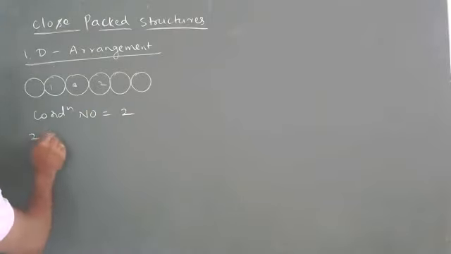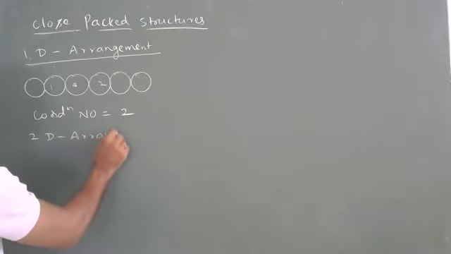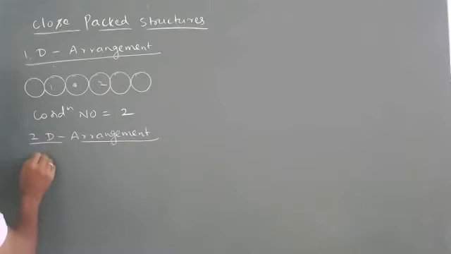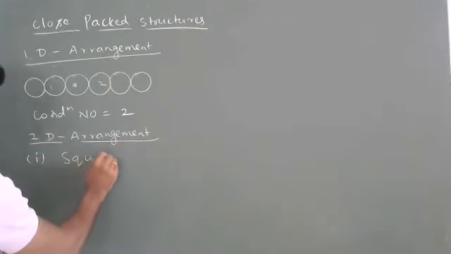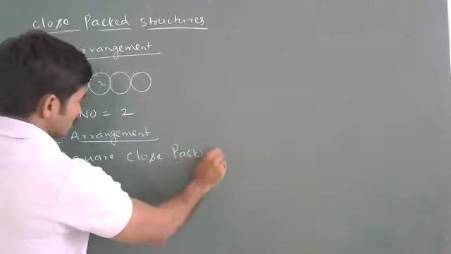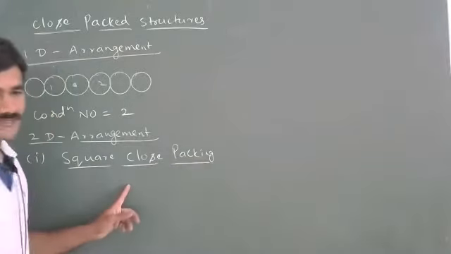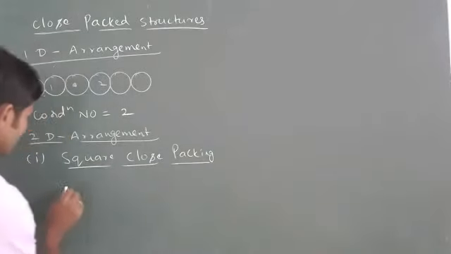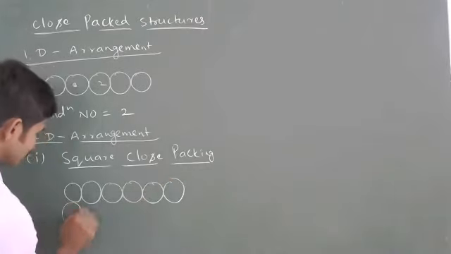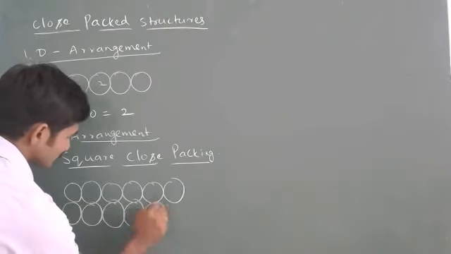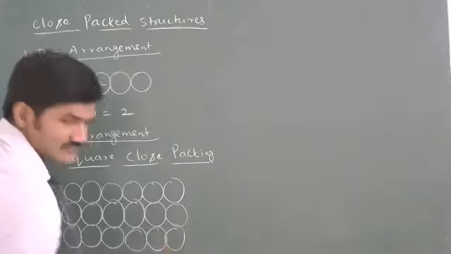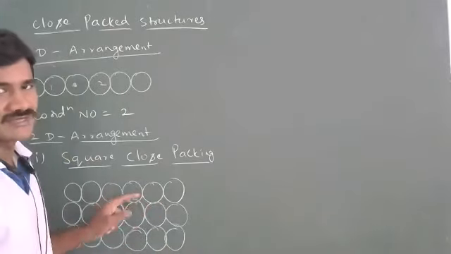Okay. So next, 2D arrangement. In 2D arrangements, there are 2 types. One is square close packing. In this square close packing, atoms are arranged like this. When atoms are arranged like this, it is just 2-dimensional. It is not 3D, it is a 2D arrangement.